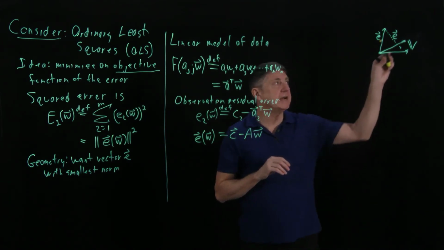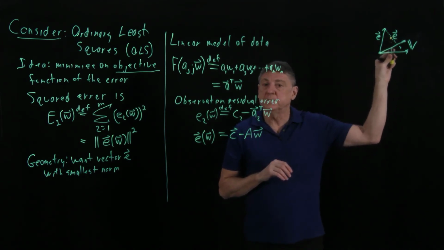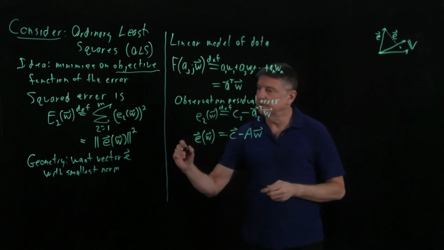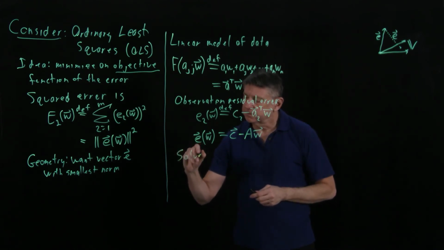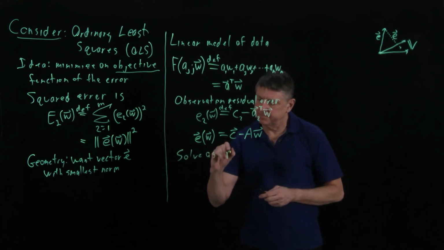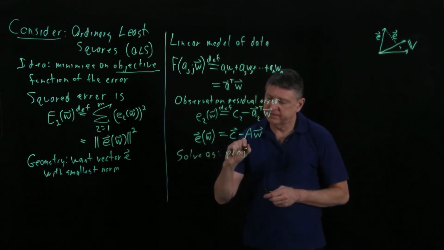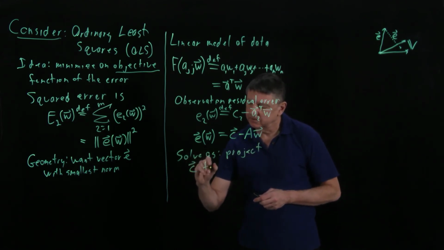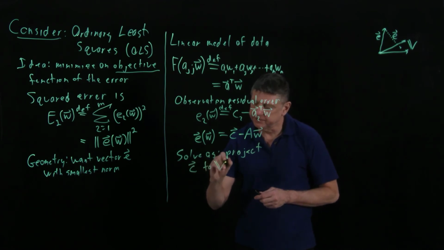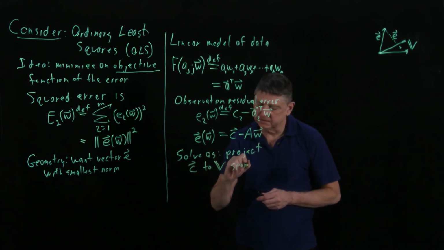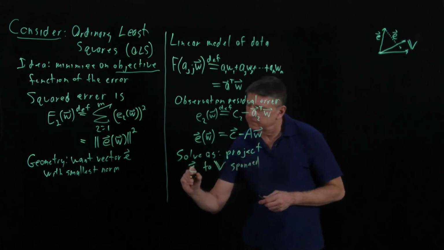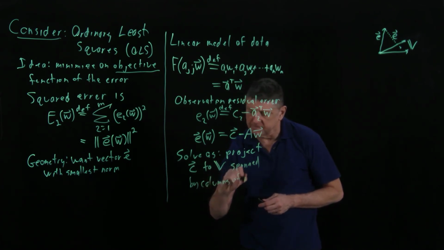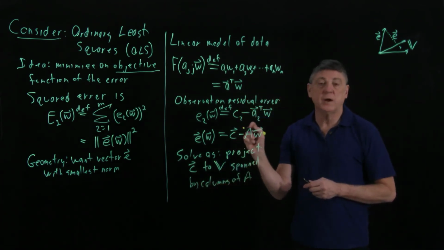And that is exactly what we were doing when we did projections. So that means that we can use the projection. We'll solve it by projecting the vector C to the vector space V that is spanned by the columns of A. And we already know how to do that.